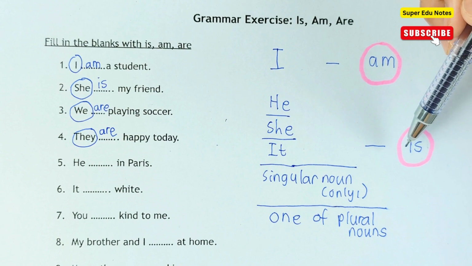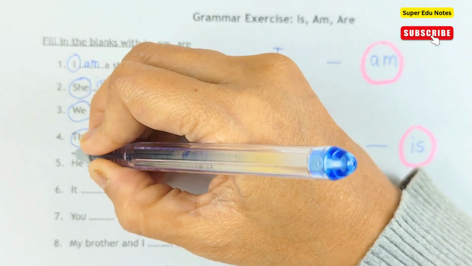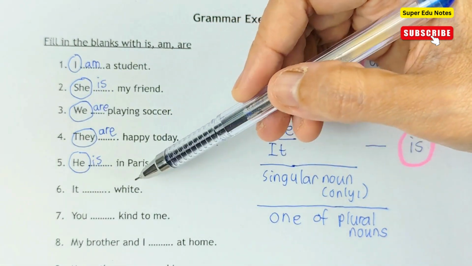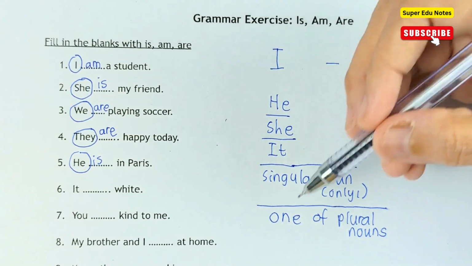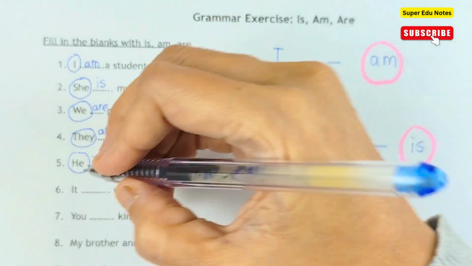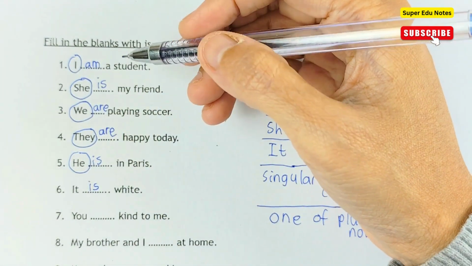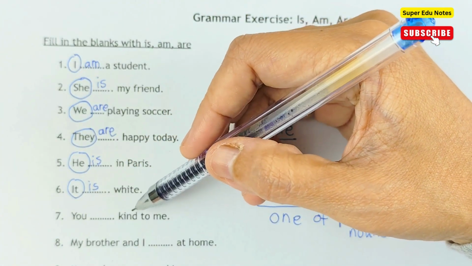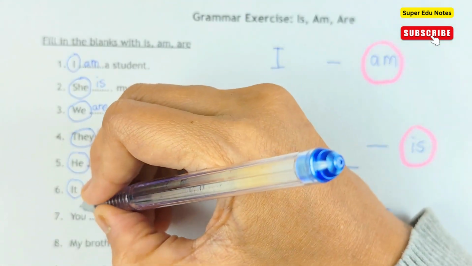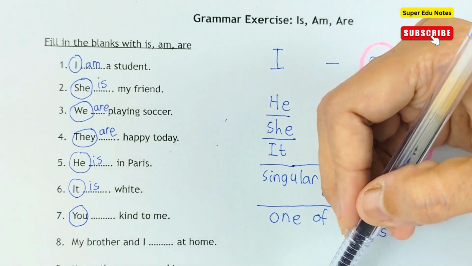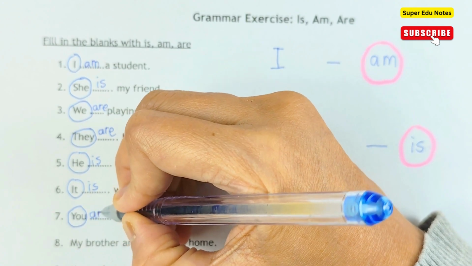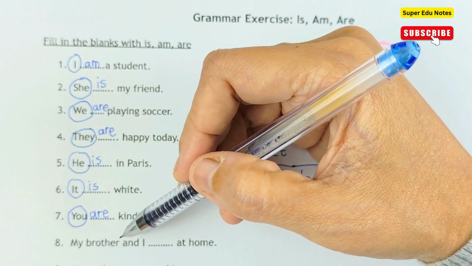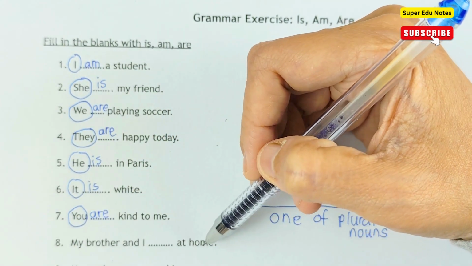Number 5, he blank in Paris. He we use with is. He is in Paris. Number 6, it blank white. It, we use with is. It is white. Number 7, you blank kind to me. What is the subject first? You. So you are kind to me.